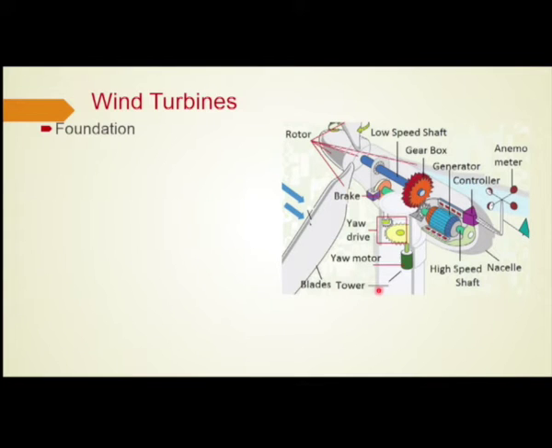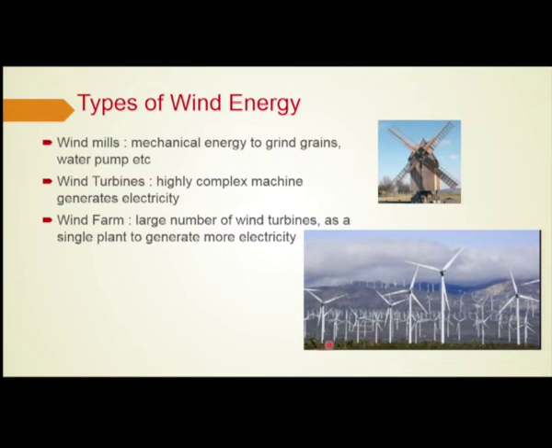The first structure we have is the foundation. That is in the previous diagram. The wind turbine is installed on the ground, and it is very tall, so we need a proper foundation to hold the structure. Above the foundation there will be a tower, because to get maximum energy from the blades, they have to be positioned at a higher place. Wind flows faster at high altitudes.